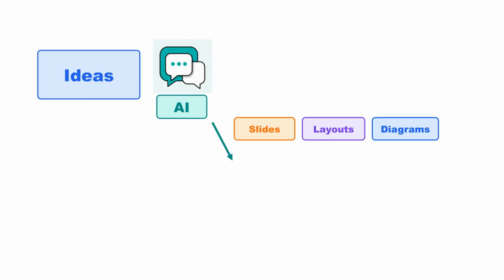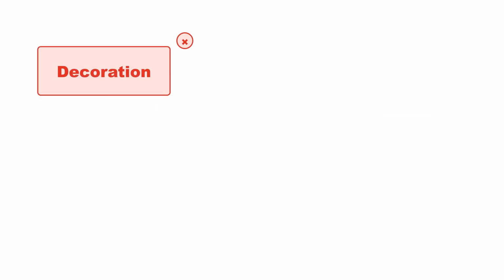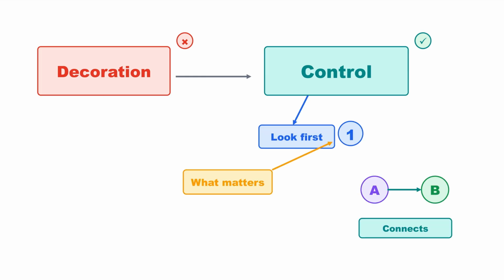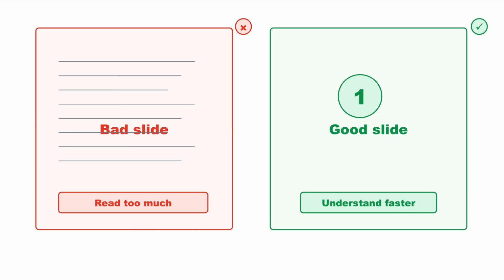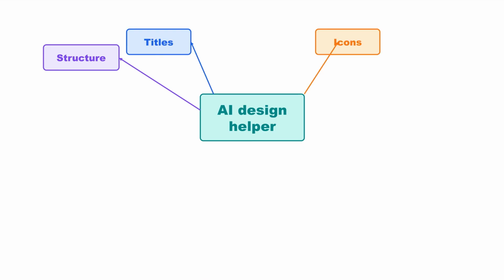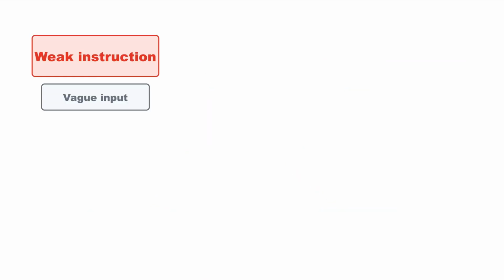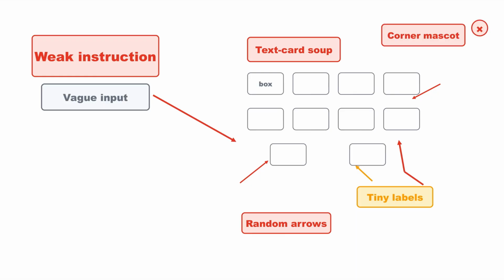Presentation and design. AI can help turn ideas into slides, layouts, diagrams, thumbnails, and visual explanations. But design is not decoration. Design is control. It tells the viewer where to look first, what matters, and how the idea connects. Bad slides make people read too much. Good slides make people understand faster. That is the whole game. AI can help with structure, titles, icons, comparisons, prompt cards, and visual flow. But if you give it a weak instruction, it may create text card soup, 10 boxes, tiny labels, random arrows, a robot in the corner questioning its career.